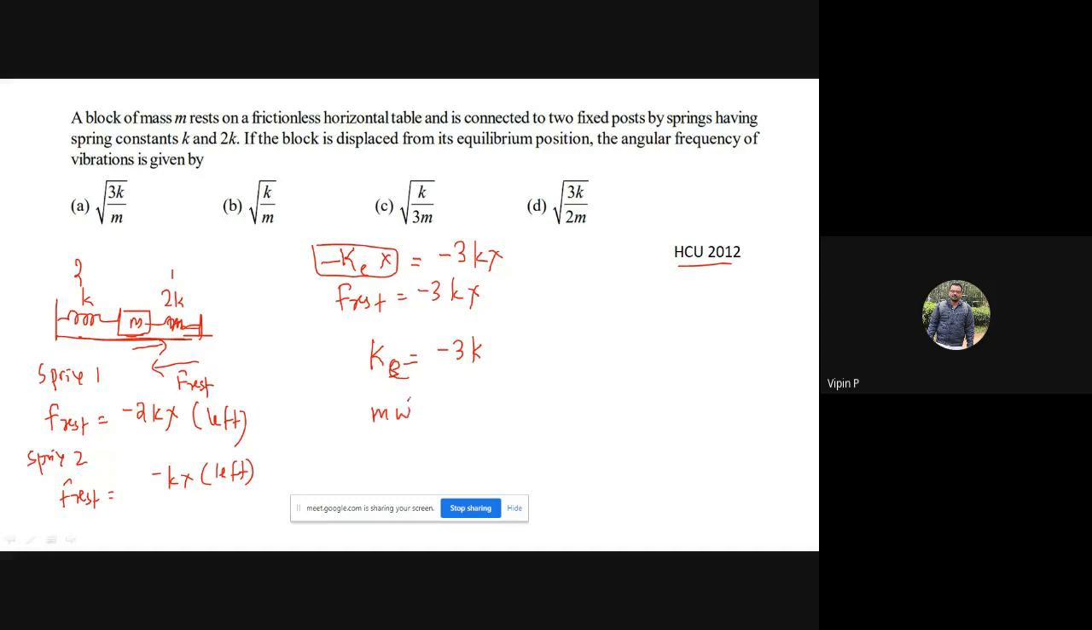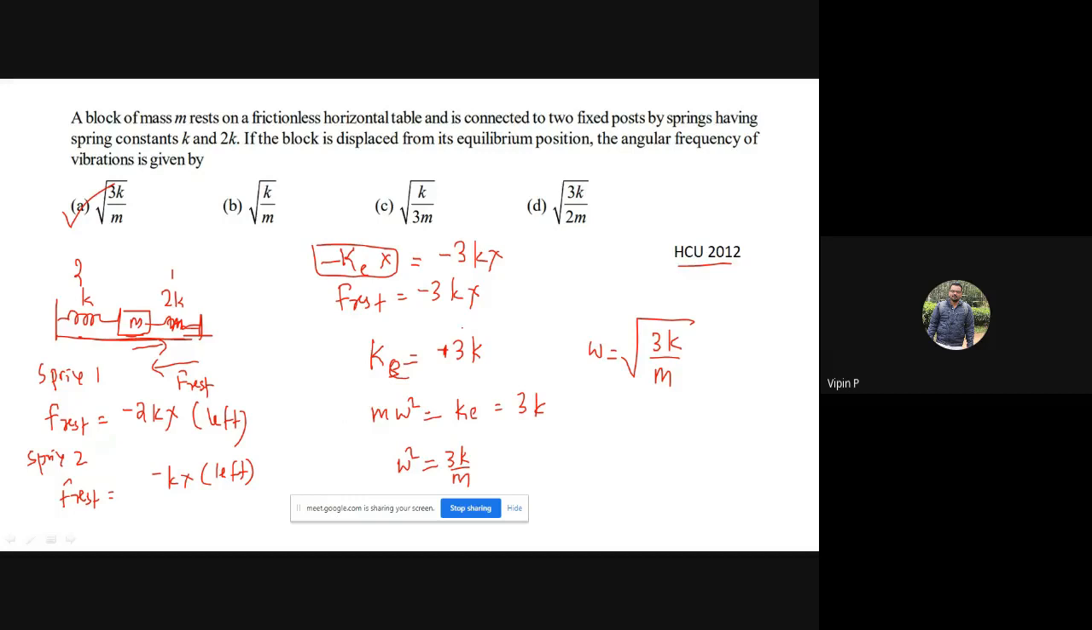Now we have m omega square is equal to Ke, which is equal to 3k. I don't have to write the minus here because we have minus on both the sides. So m omega square is equal to 3k, or omega square is equal to 3k by m. So the angular frequency omega will be equal to square root of 3k by m. So the answer would be A. Okay, it's already 9:35. I'll stop here. Rest of the theory and questions we'll try later.